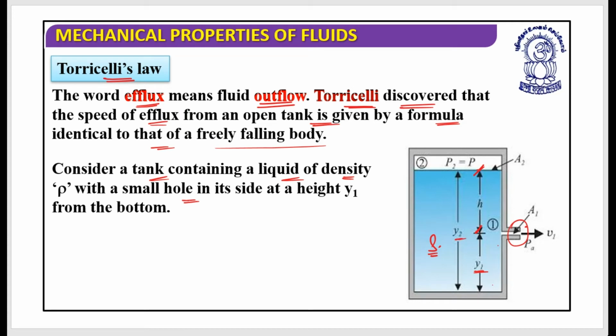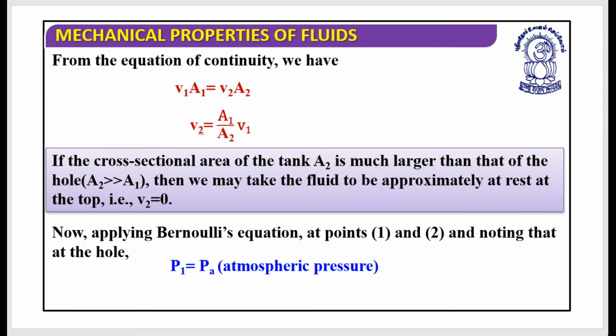The total height of the liquid is y2, and let's assume this is point 1. This is the cross sectional area a1, the cross sectional area of this tank, and the pressure at this is p2, area is a2. Same way here, the pressure is pa, and the cross sectional area of this hole is a1. I hope this is clear. So from the equation of continuity, a1 v1 must equal a2 v2, and from this v2 equals a1 by a2 into v1.